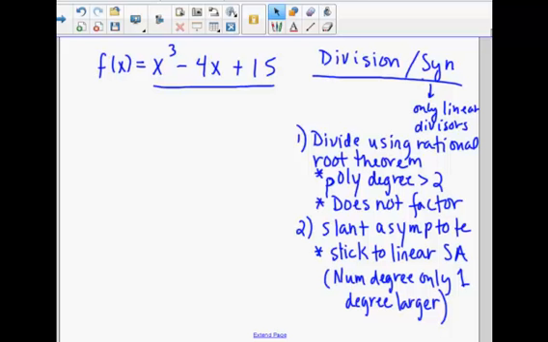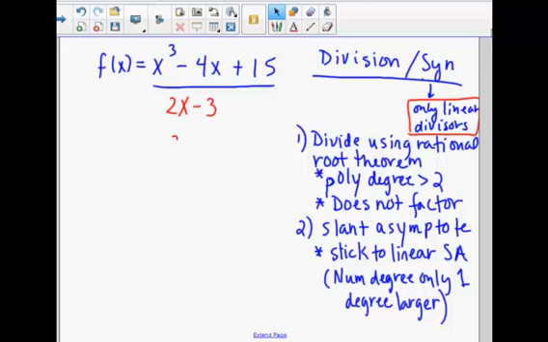There are two kinds of division. There's synthetic, and there is regular division. Synthetic division is just a shortcut method for regular division. And the only time you can use synthetic division is when your divisor is a linear polynomial. For instance, if you were dividing by, let's say, 2x minus 3, you could use synthetic division.